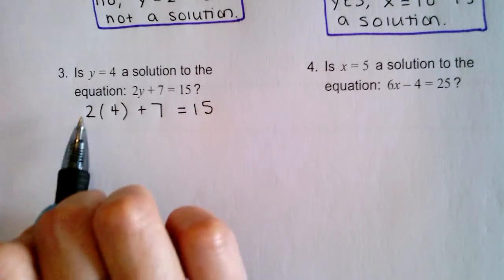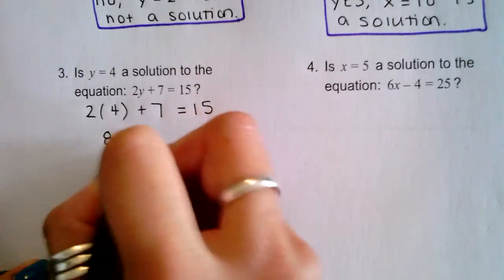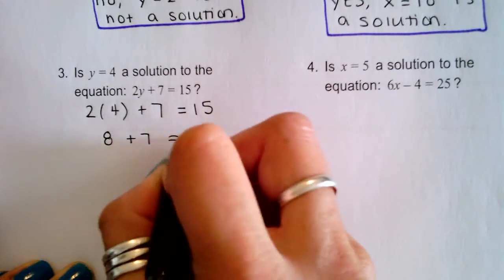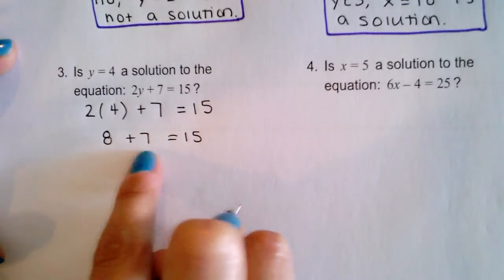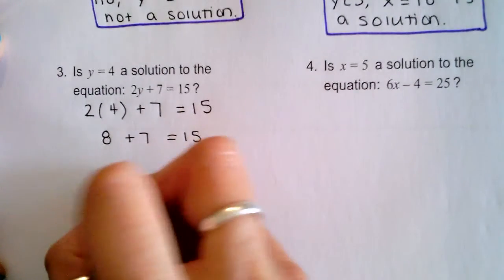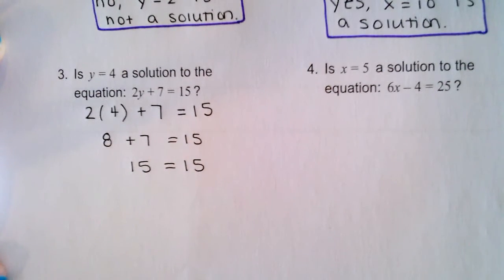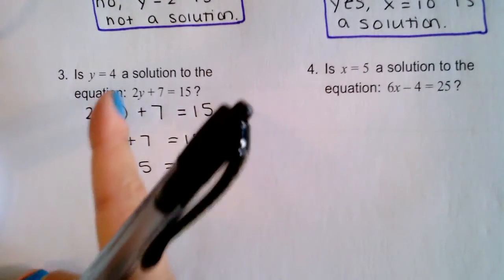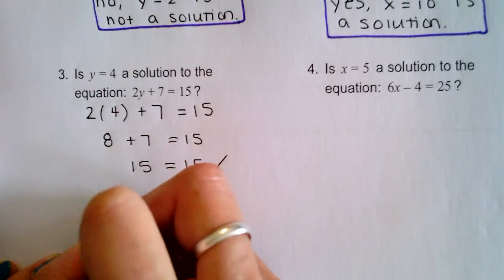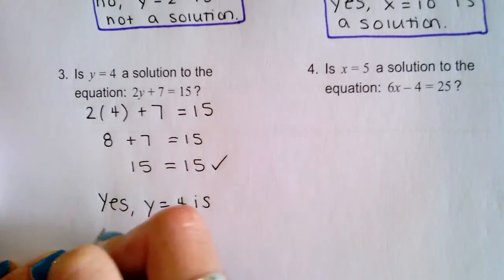So let's go and simplify that. Let's start by multiplying these. 2 times 4 gives us 8. We get 8 plus 7 equals 15. We're still trying to figure out if that's true. We have one more step to do to simplify the left-hand side. We need to do 8 plus 7. That would be 15 equals 15. Are those the same number? Yes, they are. This is great. That means, to answer the question they asked, yes, y equals 4 is a solution.